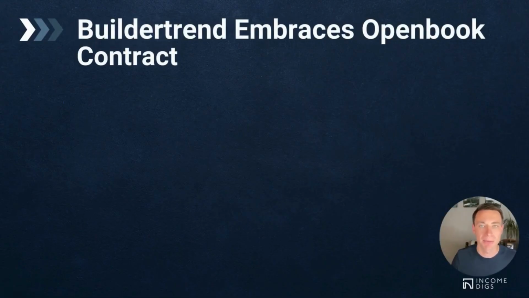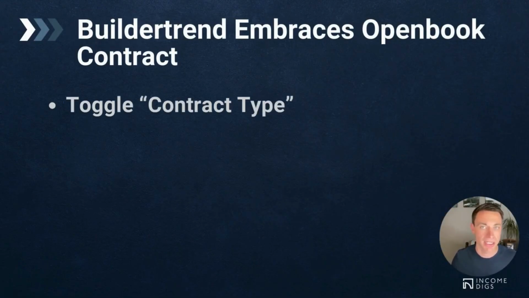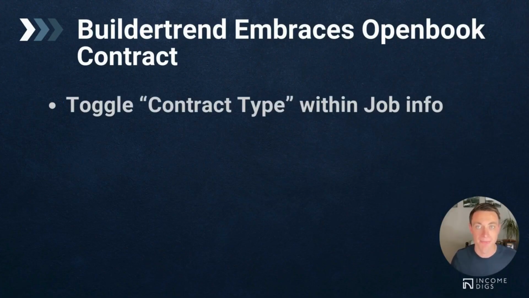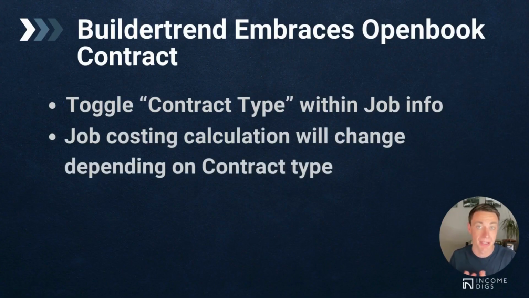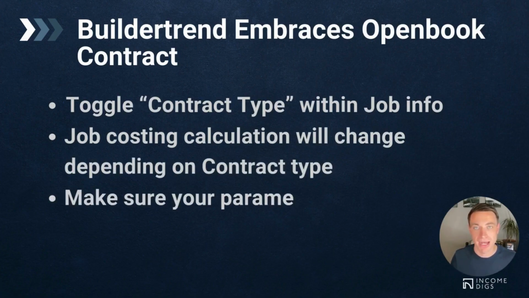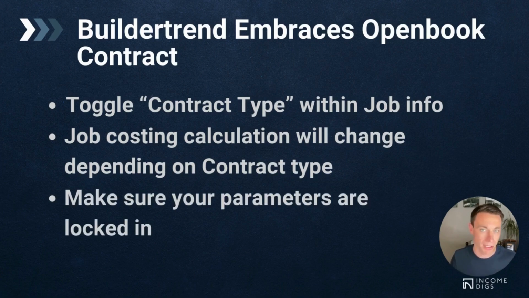So Buildertrend enables us to toggle our contract type within the job info. So we can tell the system that we have a new different type of contract, we're going to do open book, and that will indicate that the job costing calculation will change based on that contract type. And the price ultimately to the customer will change as well. We have to ensure that our parameters are locked in specifically when it comes to markup for all the expenses that we incur on a project.